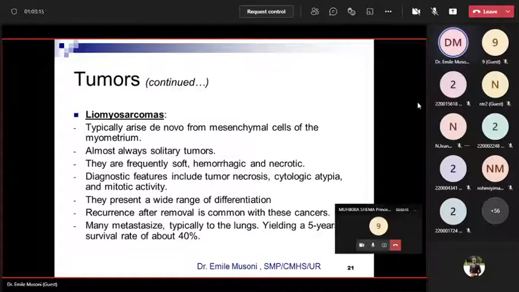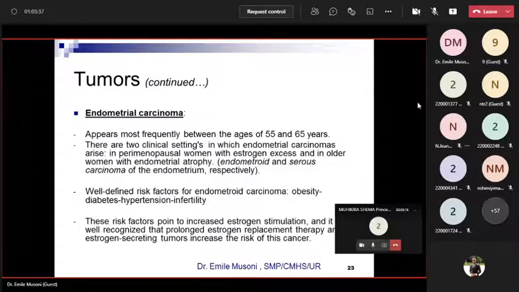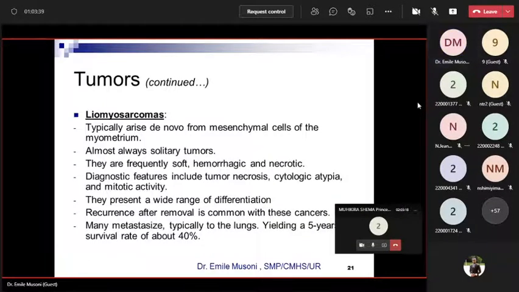Where you see the malignant tumor of the myometrium, for the distinction, malignant can have mitosis. When you see abnormal mitosis in uterine muscle, you may think about leiomyosarcoma. In the case of leiomyosarcoma, there's some necrosis, cytologic atypia, and mitotic activity.